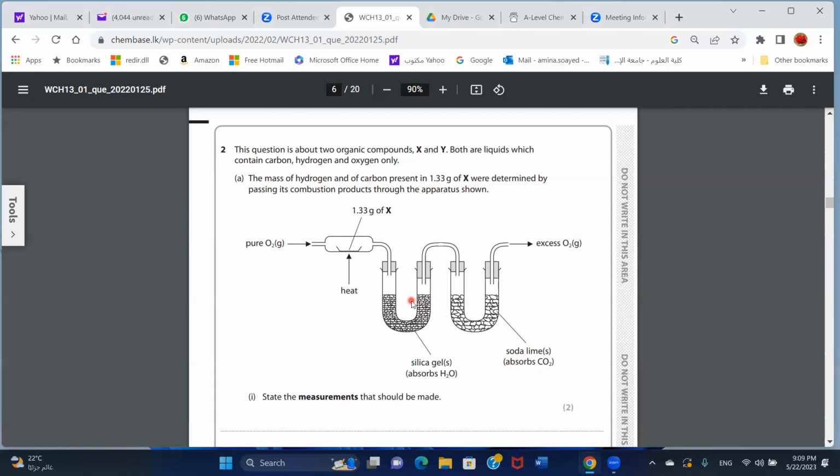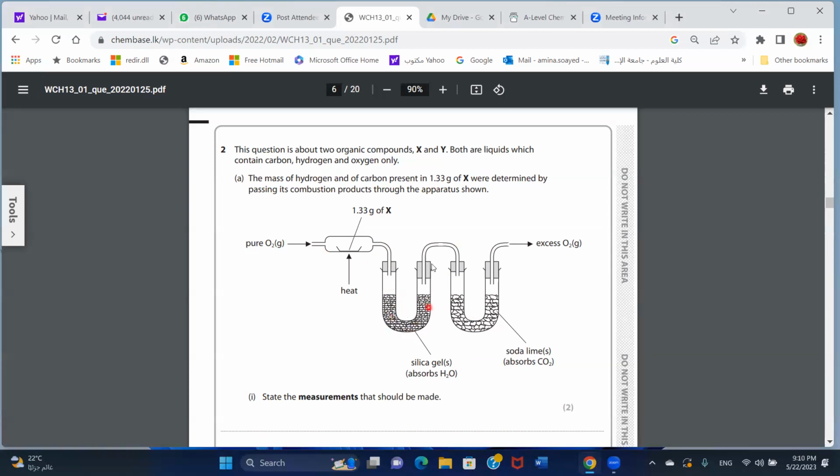Do you want to show them that you understand? How can we get them? I'm not sure, Miss. You had a tube containing silica gel, and what happened after the water passed through it? Would you measure the mass before and after? Yes, excellent. You have to measure the mass of the U-tubes, both U-tubes, before and after the combustion of the organic compound, isn't it?